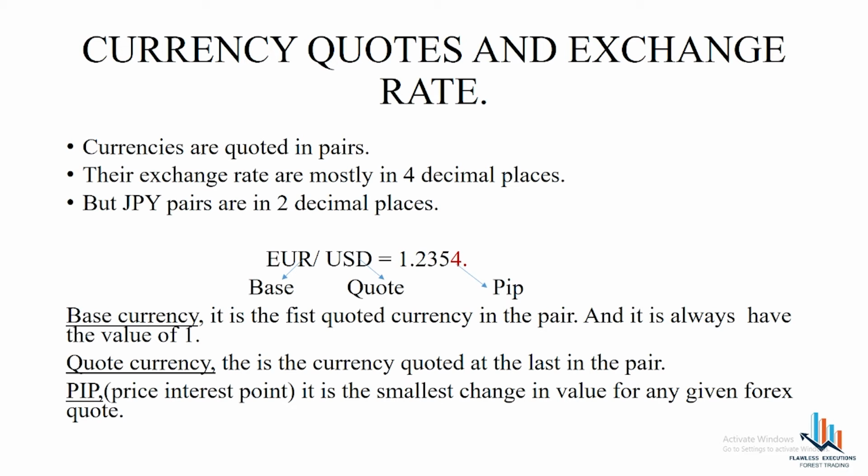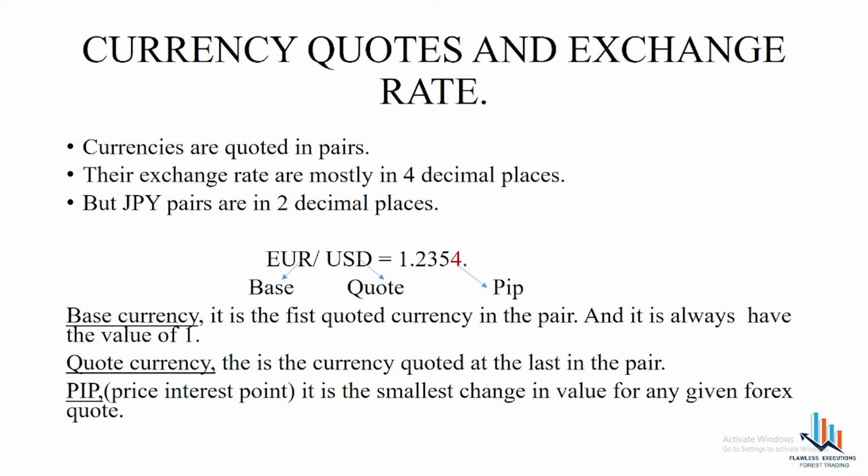So let's look at the meaning of the base and the quote currency. The base currency is the first quoted currency in the pair, and it always has the value of 1. Always put this in mind. Always, the base currency has the value of 1. So in the above quoted currency pair, EUR/USD, it means 1 euro is equivalent to $1.2354.